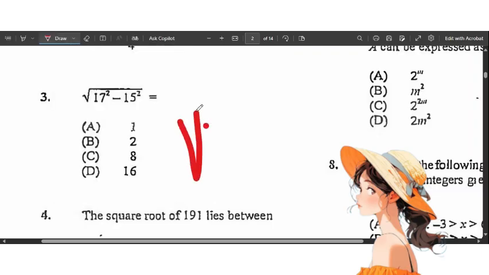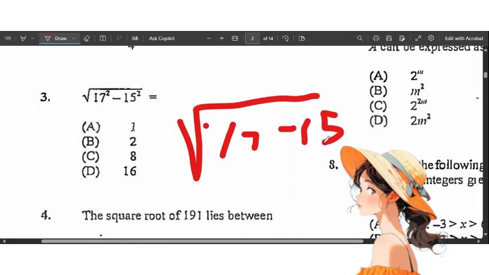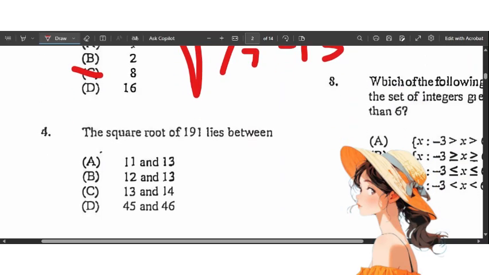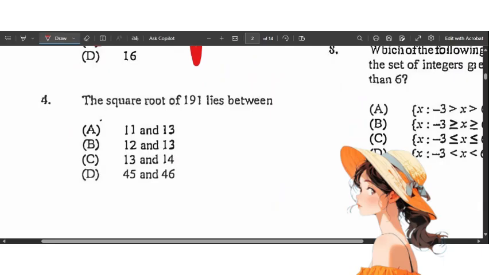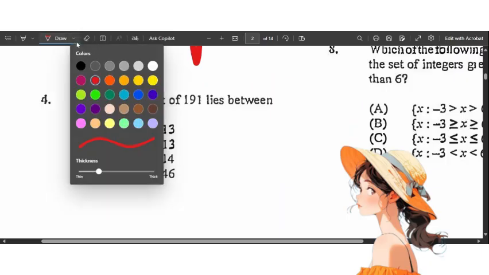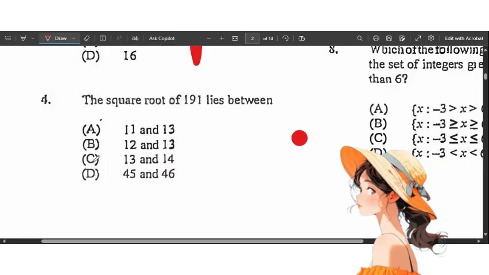Alright, so let's try to debunk this. So 17, you put 17 right there, minus the 15. Right? The correct answer for this would be 8 right here. So the square root of 191 lies between 13 and 14. You guys need to do some bit of revision on your numbers, so you could figure out questions like this, between 13 and 14.